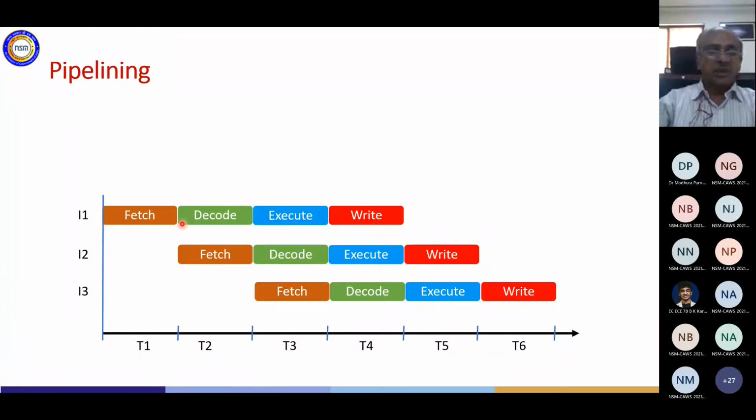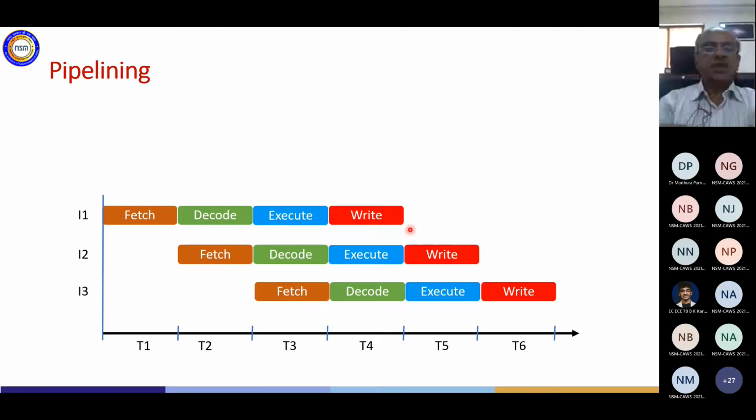In a non-pipelined architecture, instruction I2 will be fetched after the first instruction is completed. But because it is pipelined, once this instruction is fetched and it goes for decoding, the fetch unit is free. Who uses it? I2. And in the third cycle, T3, instruction 1 goes for execution, instruction 2 goes for decoding, and a new instruction I3 enters the queue.